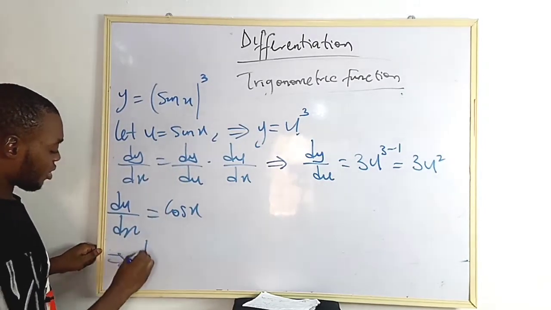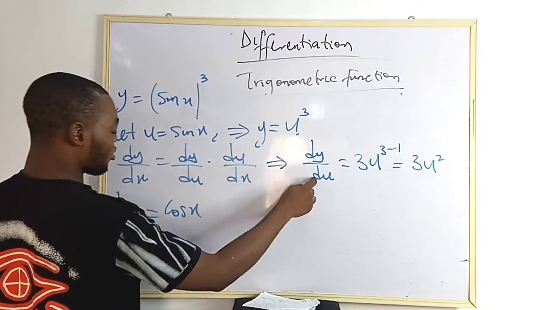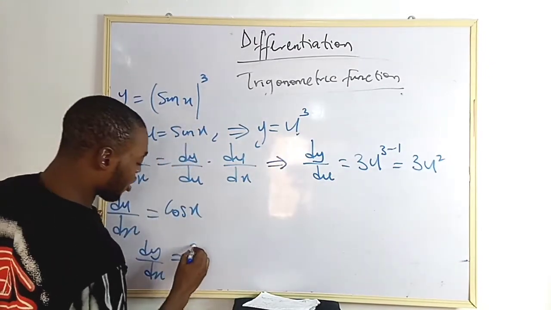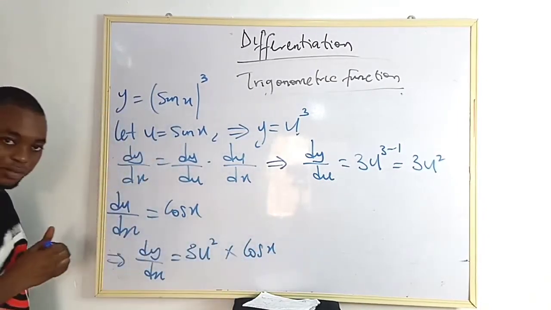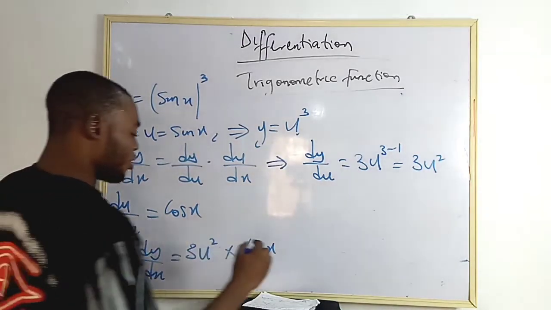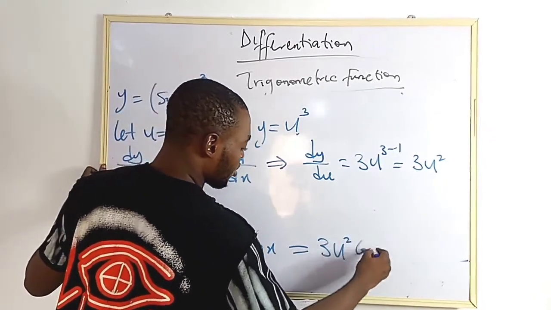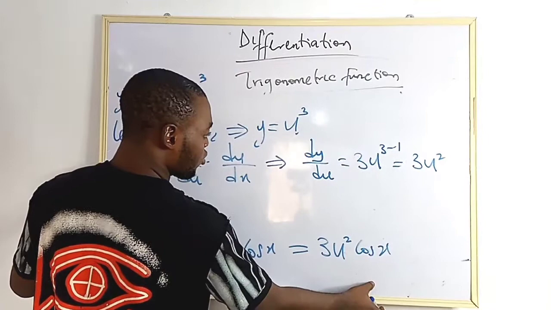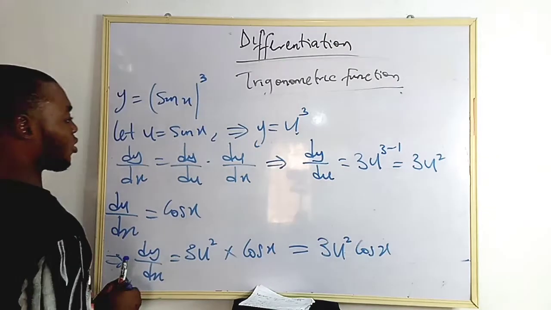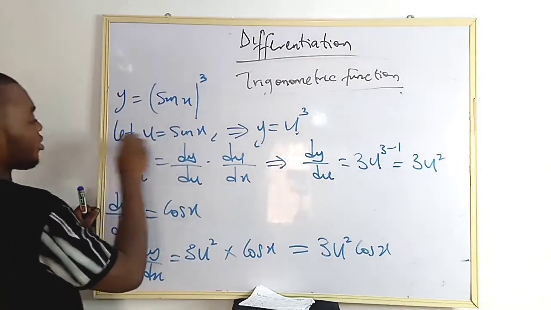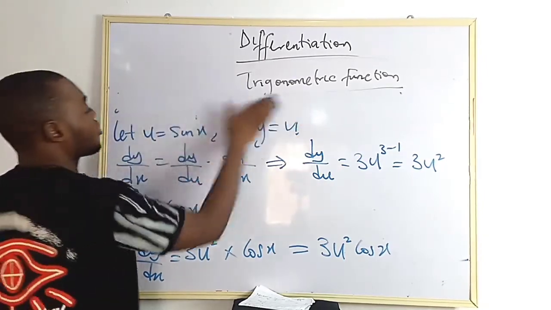So dy/dx will be equal to dy/du times du/dx. dy/du is 3u squared, times du/dx, which is cos x. So this is going to be equal to 3u squared cos x. But you remember that our u is equal to sine x. So you substitute u with sine x.